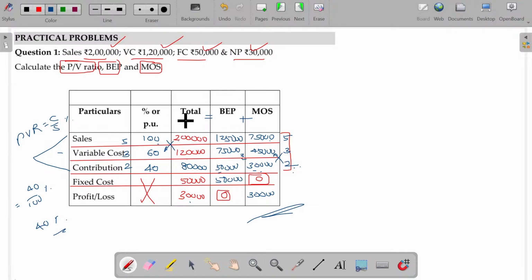Now you can represent the BEP and MOS in terms of percentage also. If you want to represent the relationship between the total, BEP and MOS in percentage, the total is assumed to be 100, which is nothing but 2 lakhs. 2 lakhs is 100, means 1,25,000 should be how much? You can do it this way: 1,25,000 into 100 by 2 lakhs. How much is that? So 62.5. Of your total sales, 62.5 is BEP, then the balance 37.5 is your MOS. Is that clear? Text me, we'll move on to the next one.